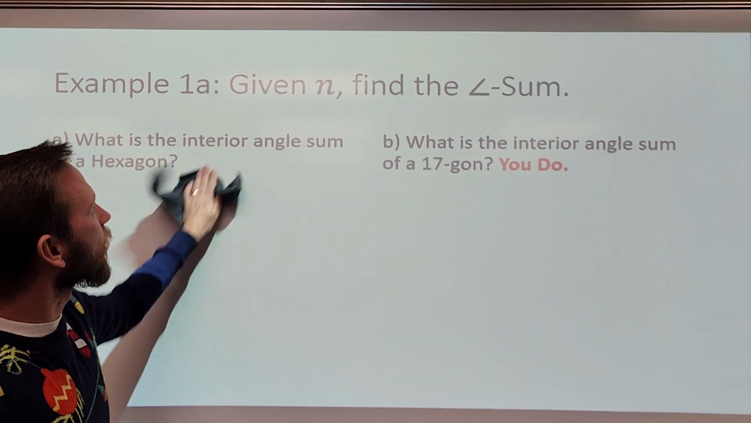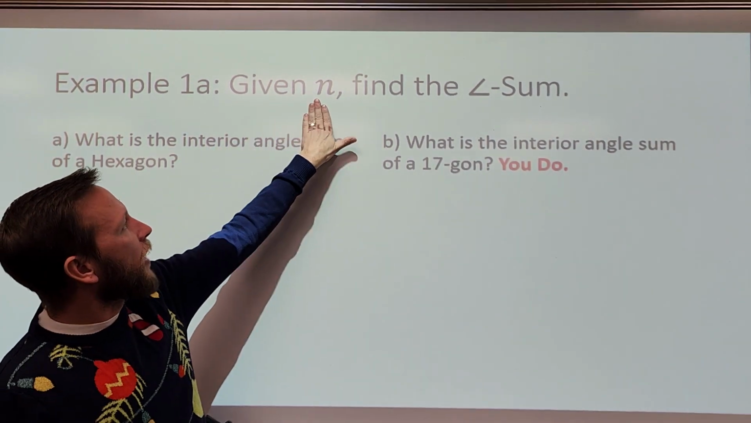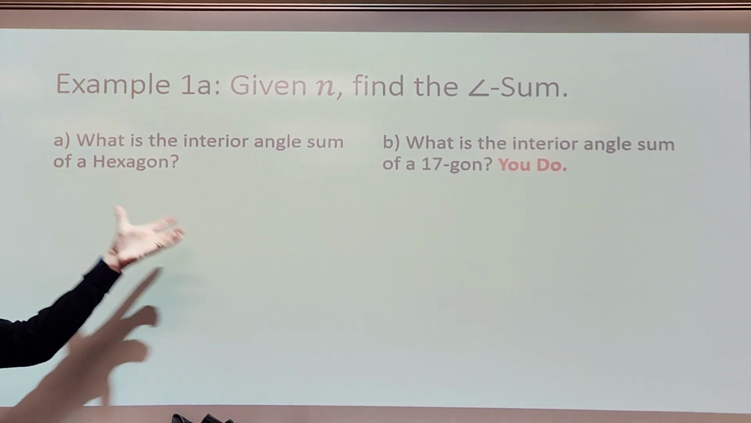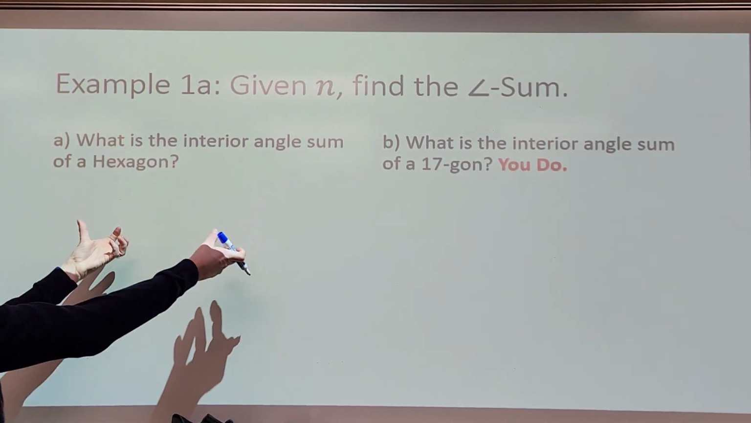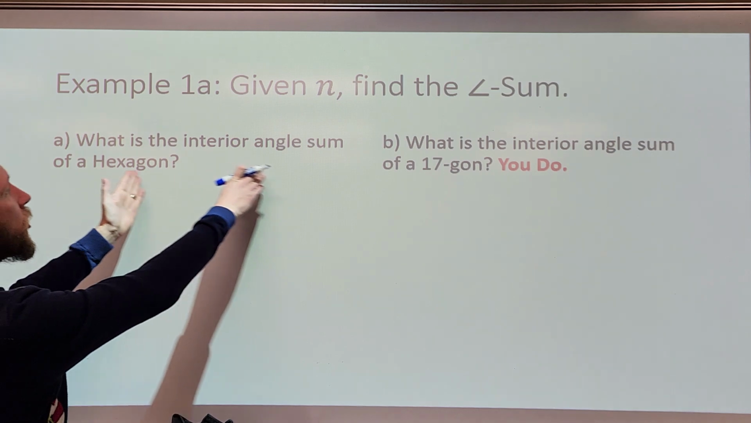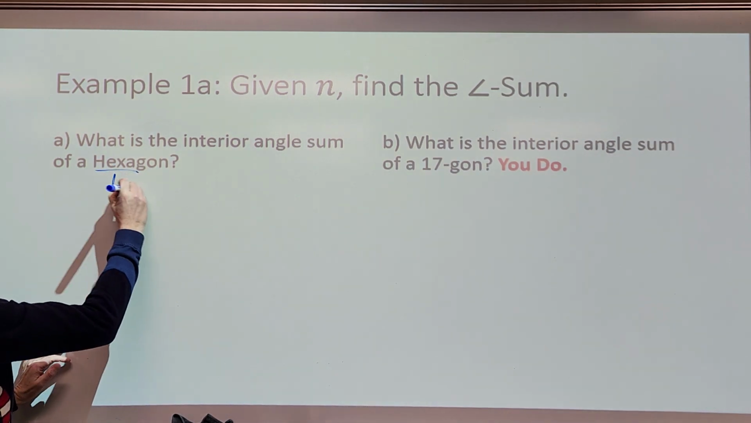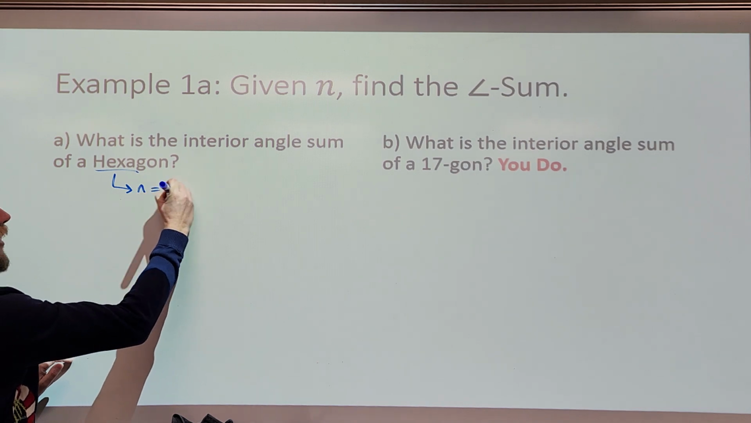So let's do a little bit of work. Given the number of sides, find the sum of the angles in the polygon. It doesn't say that it's a regular polygon. I don't know the measure of each angle per se, but what is the interior angle sum in a hexagon? So we have to understand that this means that n is equal to 6.